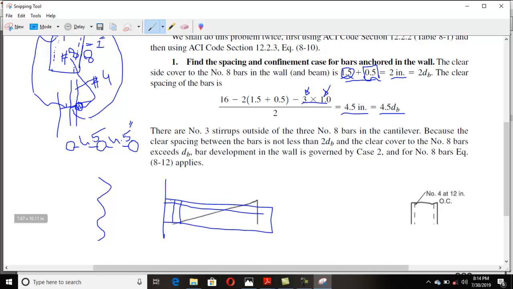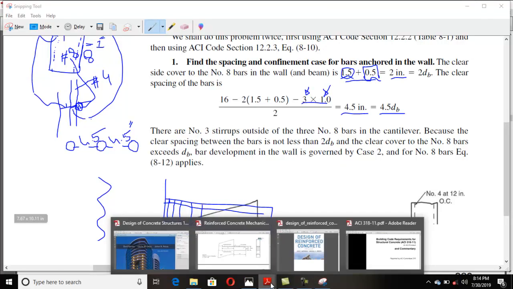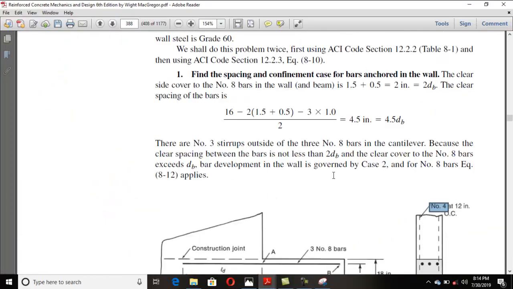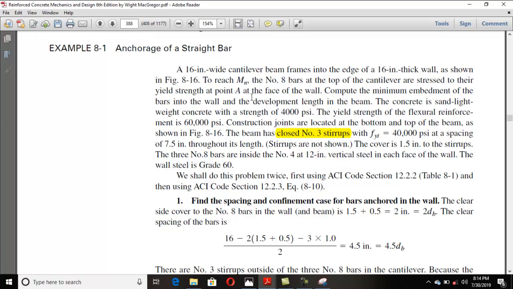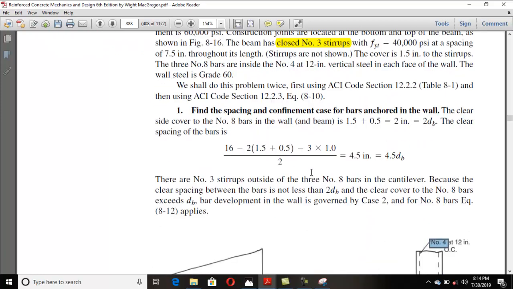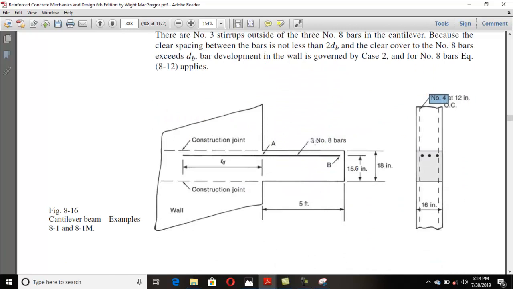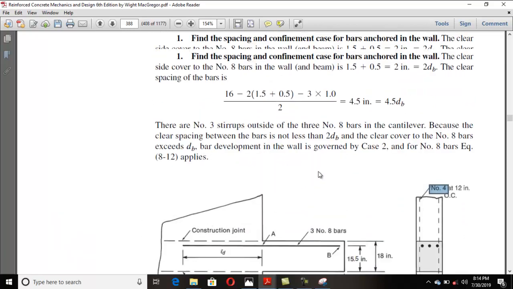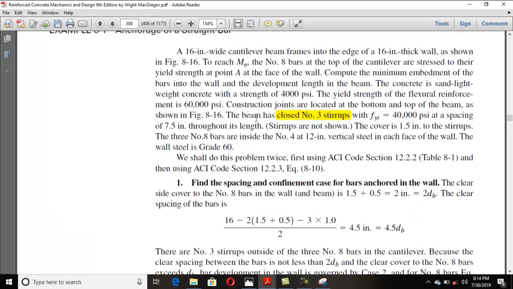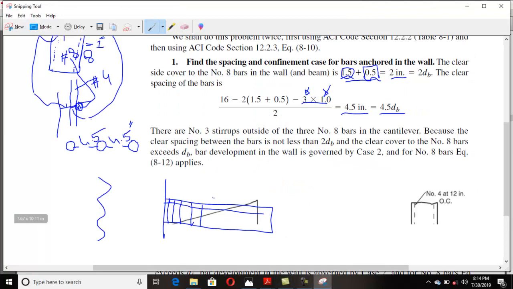At the initial stage there are 3 bars, okay, at the rate of 3 center to center, and after that the bars are placed. 3 number 8 bars, okay, where are the stirrups? The beam has closed number 3 stirrups at a spacing of 7.5 inches center to center. Yes, 7.5 inches center to center. So this spacing was given.